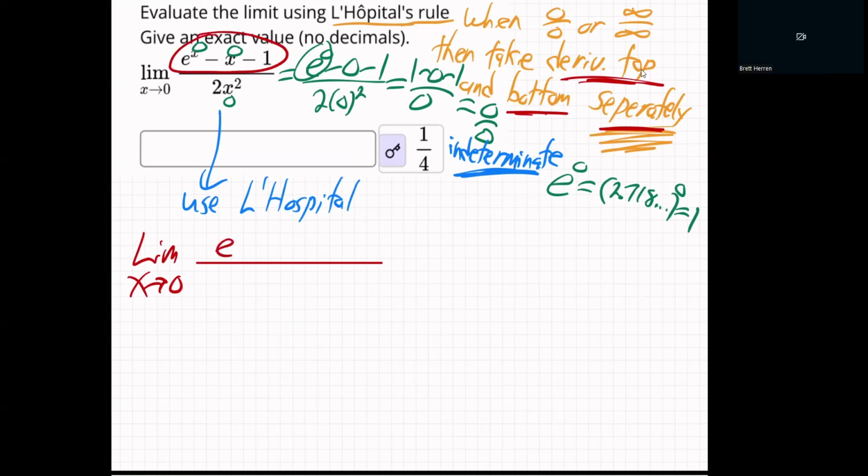What's the derivative of e to the x? It's our favorite one, it does nothing. What's the derivative of x? 1. What's the derivative of the 1? Just 0. And the bottom, 2x squared, bring down the 2, we get 4x.